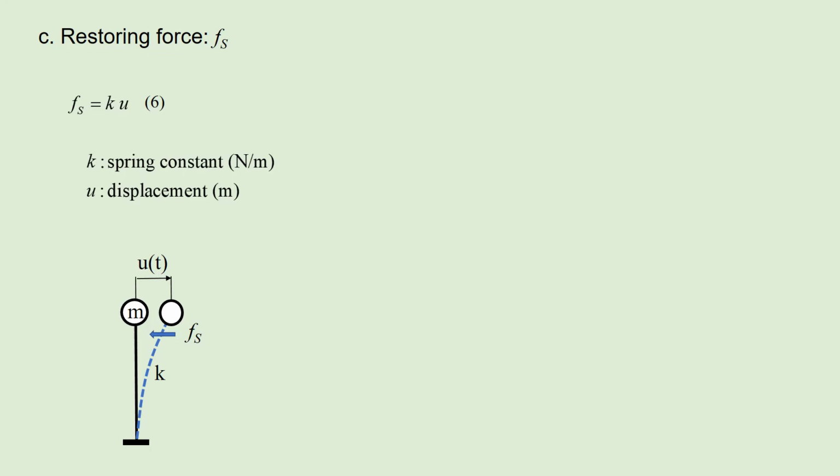Restoring force Fs. The spring has a nature to come back to the initial position, which provides the restoring force. When the mass displaces u to the right, the spring creates the restoring force to the left, which is Ku. K is the spring constant.